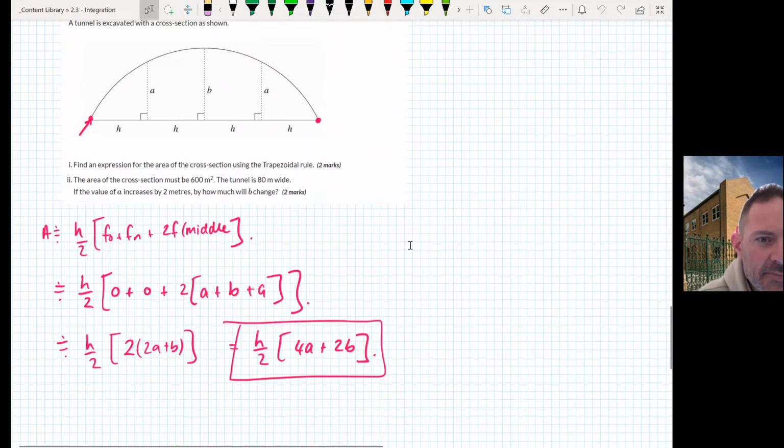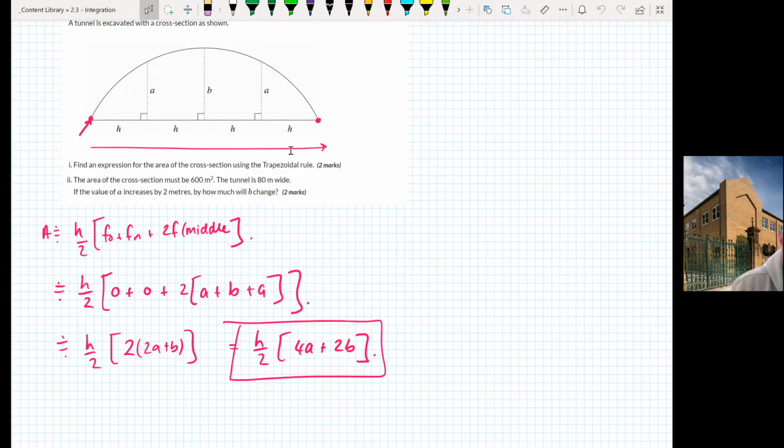Okay, and then the last part says the area of the cross section must be 600 meters squared. The tunnel is 80 meters wide. Well, if the tunnel is 80 meters wide, what does that mean about our height? Well, the height must be 20 each time. So that's nice. I can put the 20 in there for the height. The area we're being told is 600. Perfect.